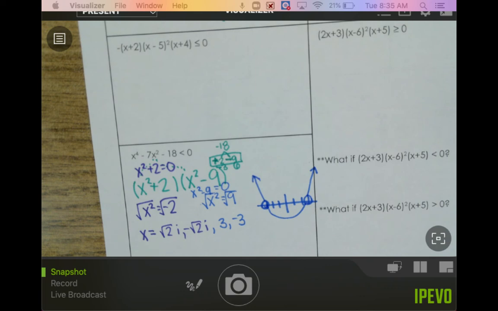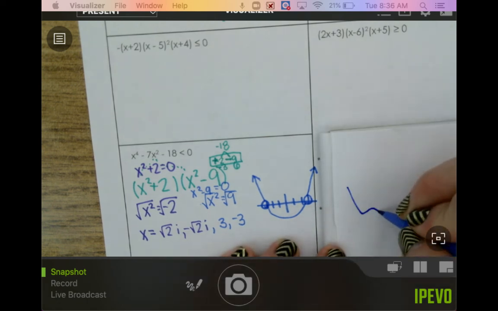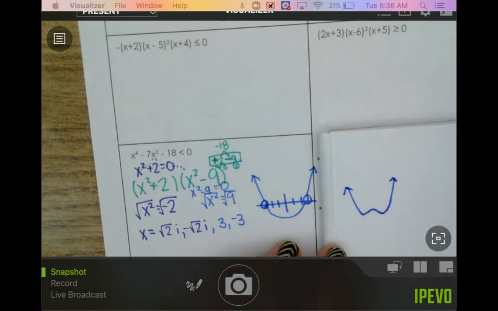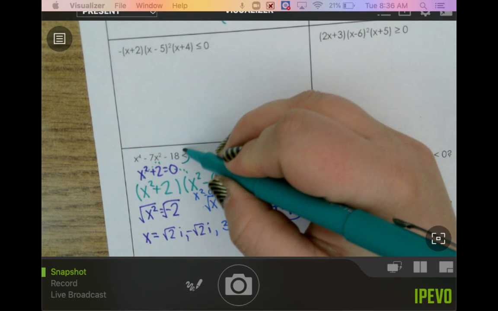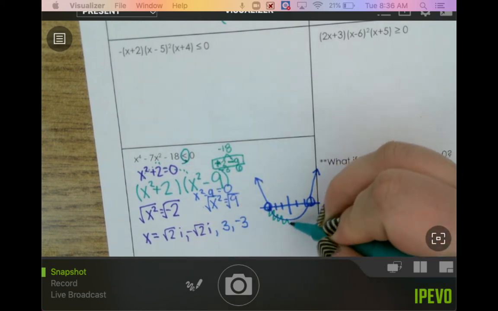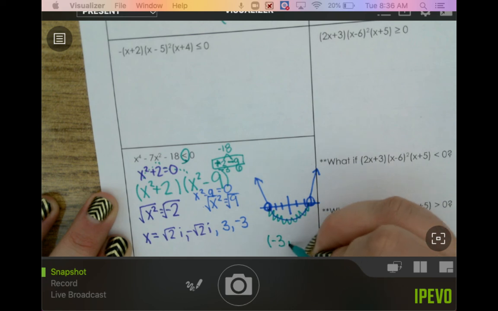Technically, when it has imaginary roots like that, in the middle, the graph is going to do more of one of these, but I don't care if you draw that part or not. And then we want the parts that are below because it said less than. So that's just this part, from negative 3 to 3.